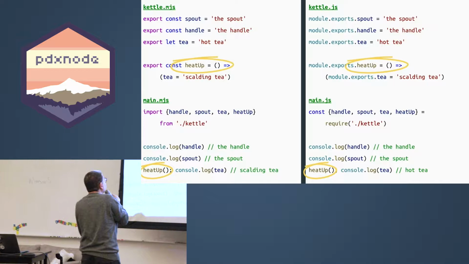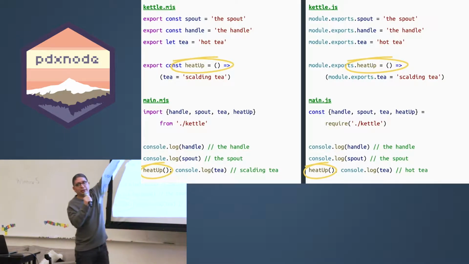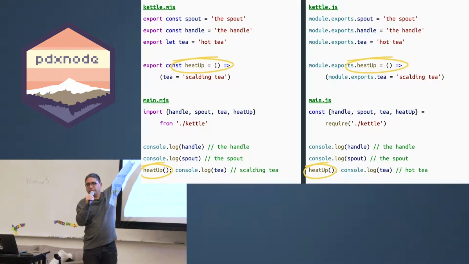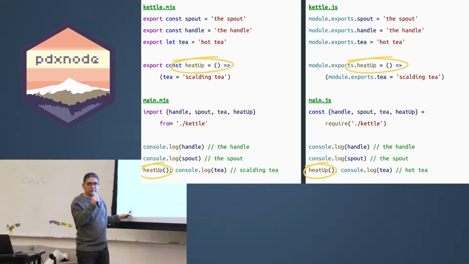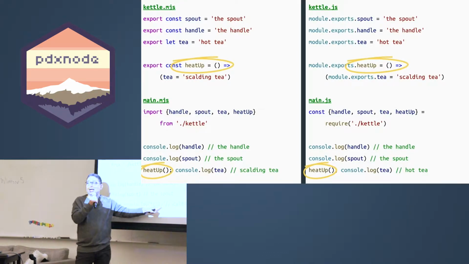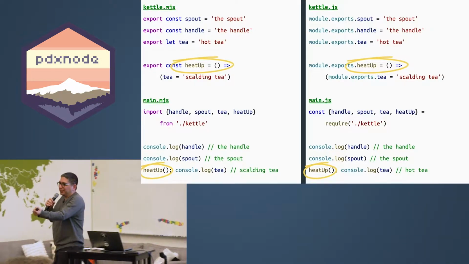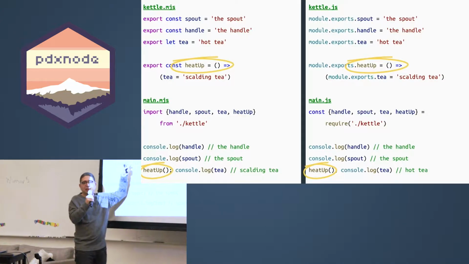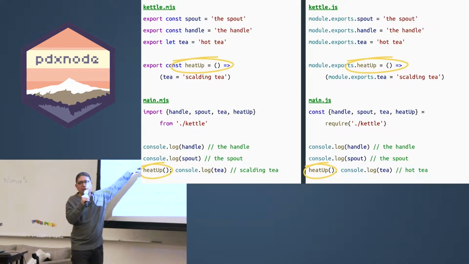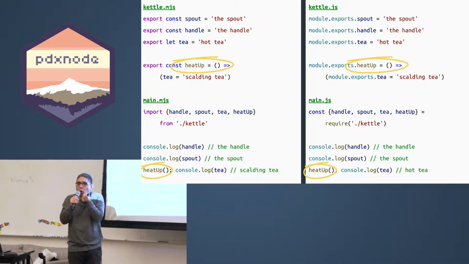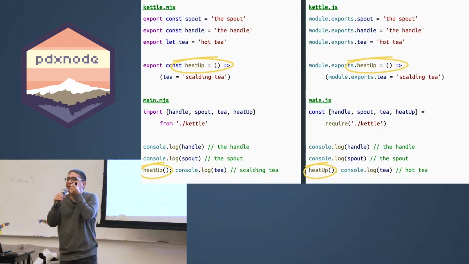In ESM, when I heat up and change t to scalding, when I call it and I print t, it changes. Why? Because we're not importing an object and copying its properties. When we're importing, and remember this is a language feature, so they can do whatever they want, they decided that when we're importing something, we're actually importing not the value of the variable. We're importing the variable itself.